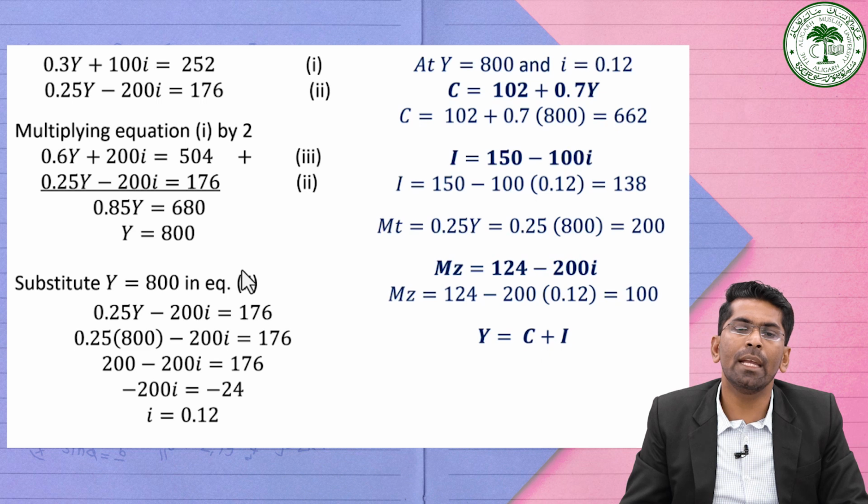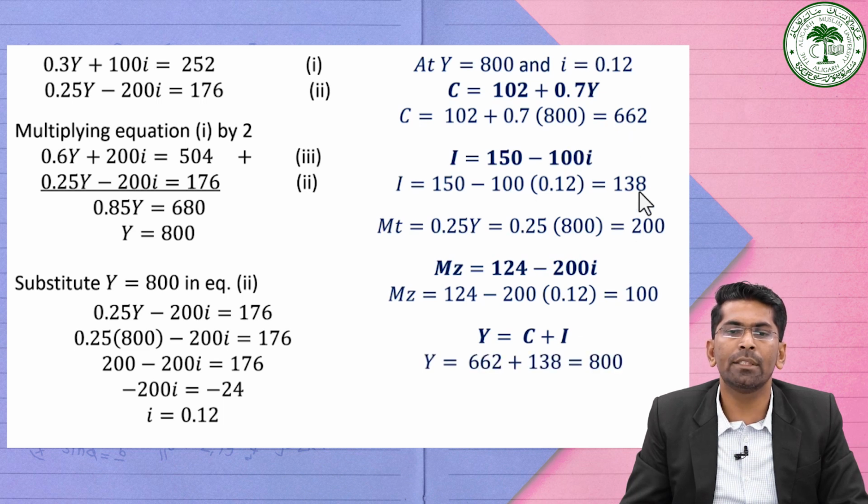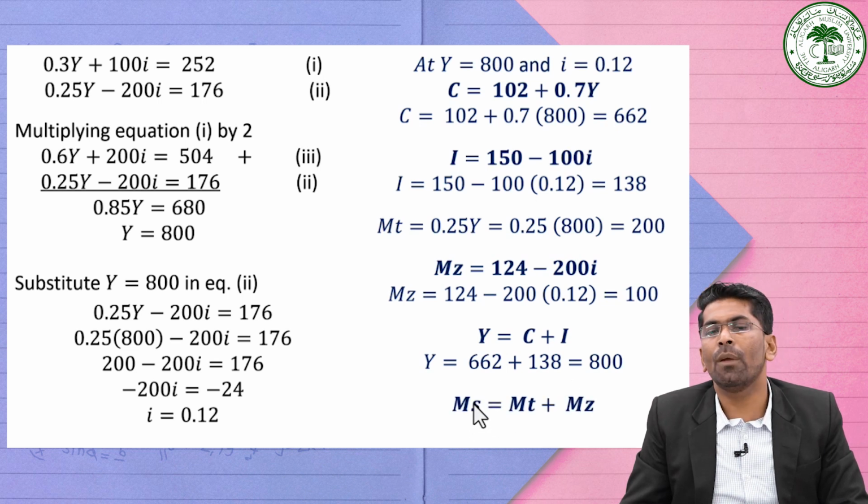And the level of income in equilibrium, we have already said that it is 800. Just add up the consumption plus investment. What is consumption? It is 662. And what is investment? It is 138, which is equal to 800, which we have already calculated. That is, the level of income in the equilibrium is equal to 800. Similarly, we can also calculate the money supply. Money supply, which is already given in the question, is 300. If you add up the MT, that is the transaction demand for money, and the speculative demand for money, that is equal to the demand for money. So demand for money in equilibrium is also equal to the supply of money.